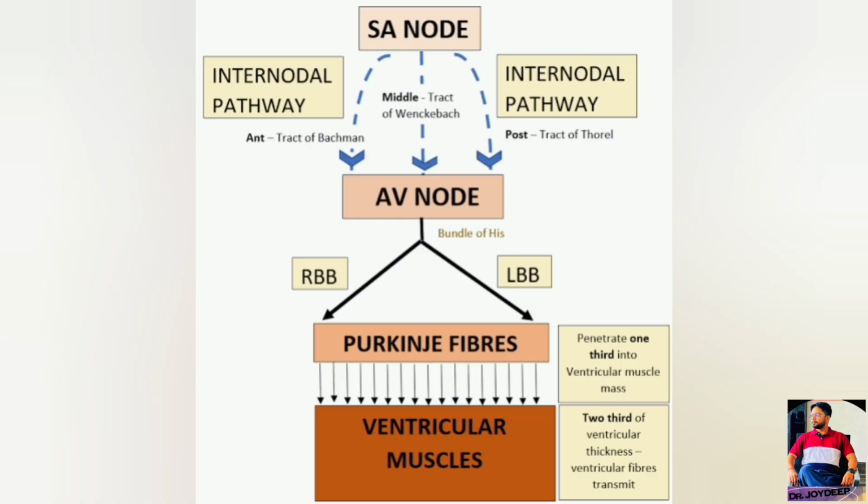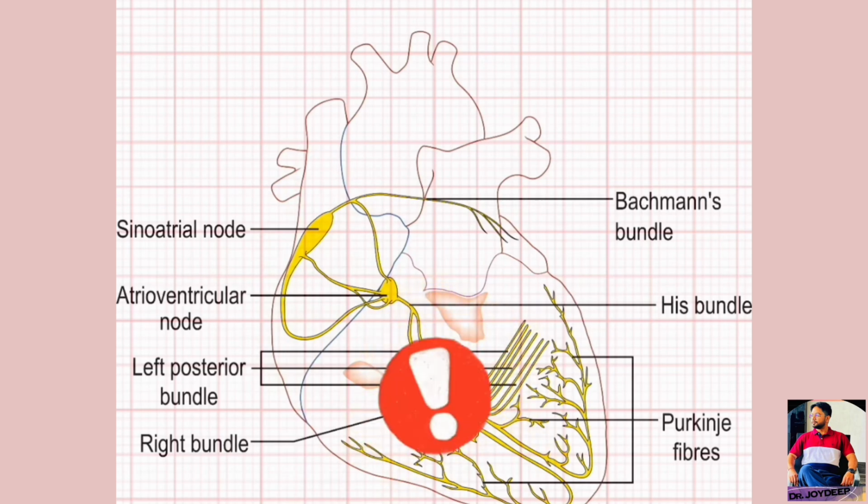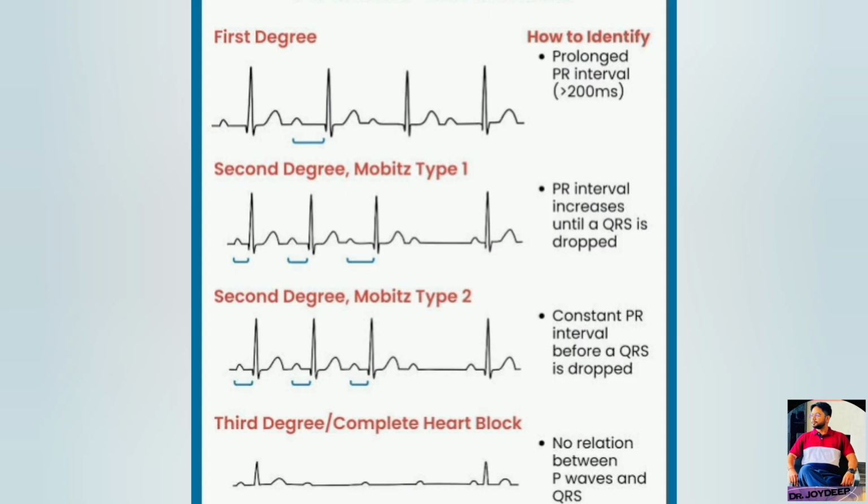Atrioventricular block, or AV block, is a heart rhythm disorder that occurs when the electrical signals traveling from the atria to the ventricles are delayed or interrupted. AV nodal blocks are of three types: first degree, second degree and third degree. The second degree AV block is also classified into two types, Mobitz 1 and Mobitz 2.